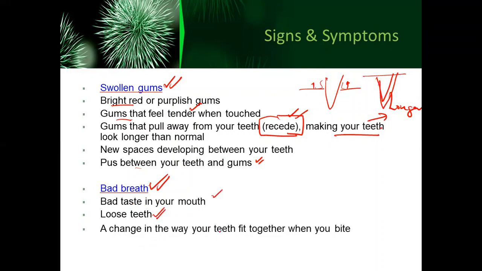Then there's a change in the way your teeth fit together when you bite. Because normally when you bite, there's a way that your upper jaw and the lower jaw teeth meet and fit together. But now, because of all this, the teeth don't fit together. It looks like there are some spaces all over.